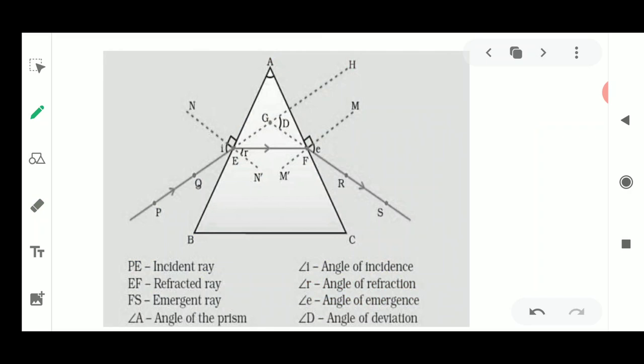Now I will show you one more diagram, which is sometimes asked in your examinations, to complete this. If the incident part is given, you need to draw the emergent part. This is one of the practicals in your 10th class syllabus, where you need to find the angle of deviation, or sometimes the angle of emergence or the angle of refraction.